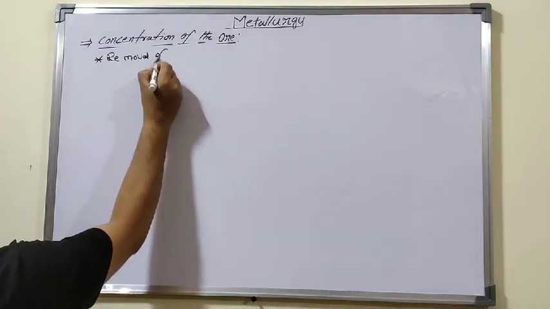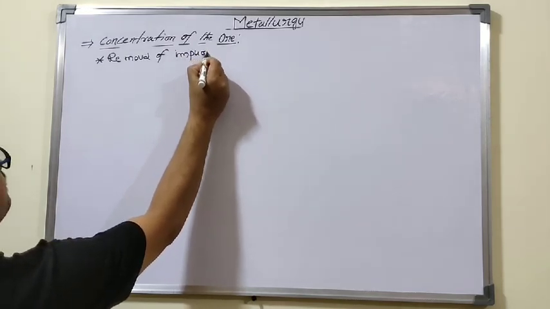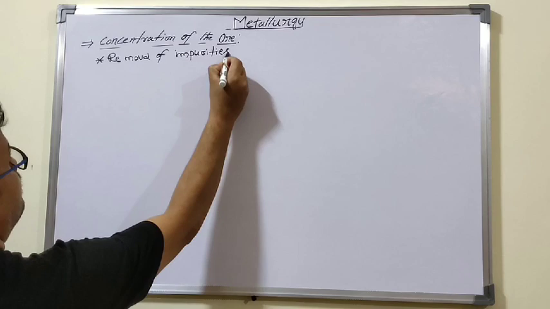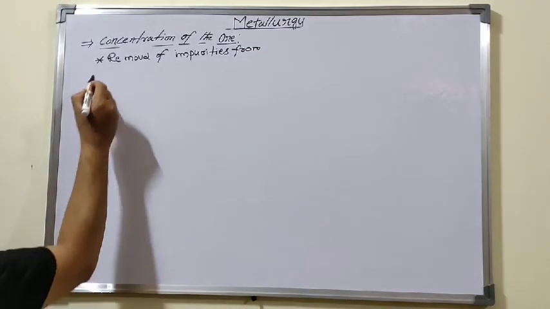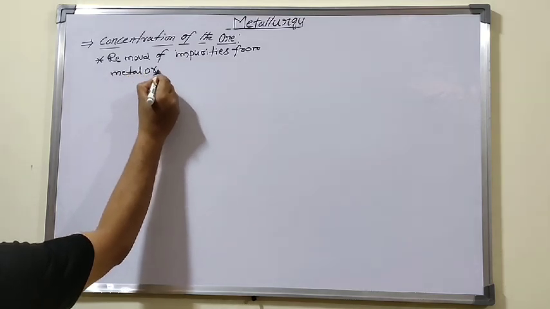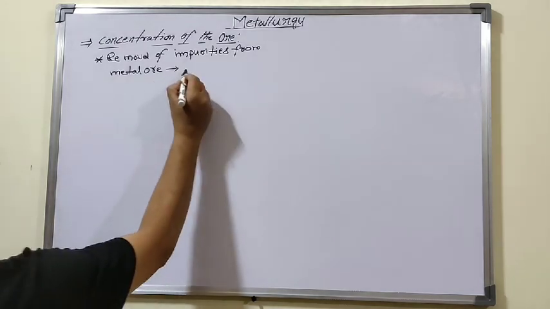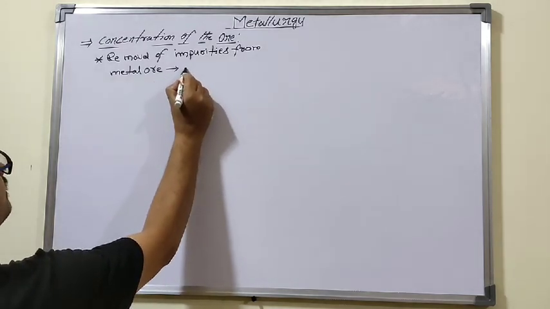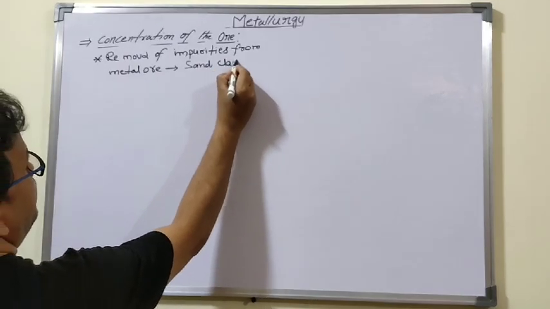Removal of impurities from metal ore is called concentration. What are the impurities? Sand and clay.